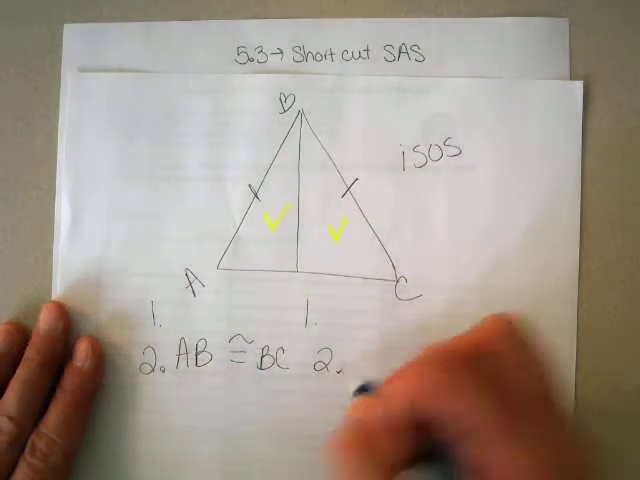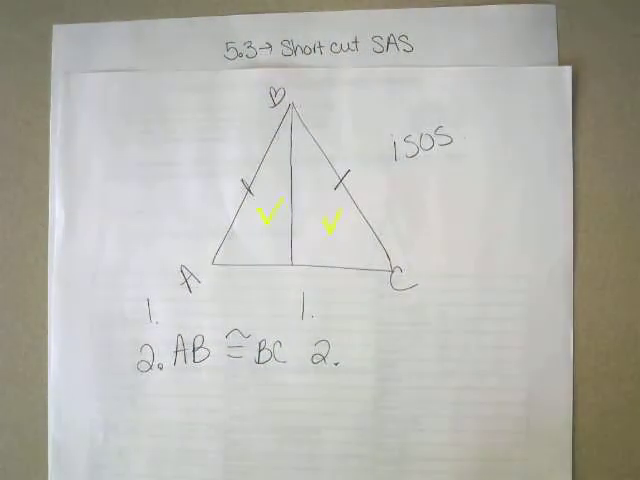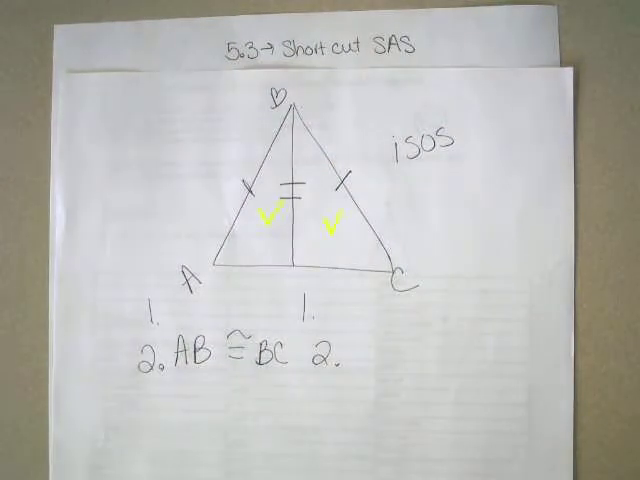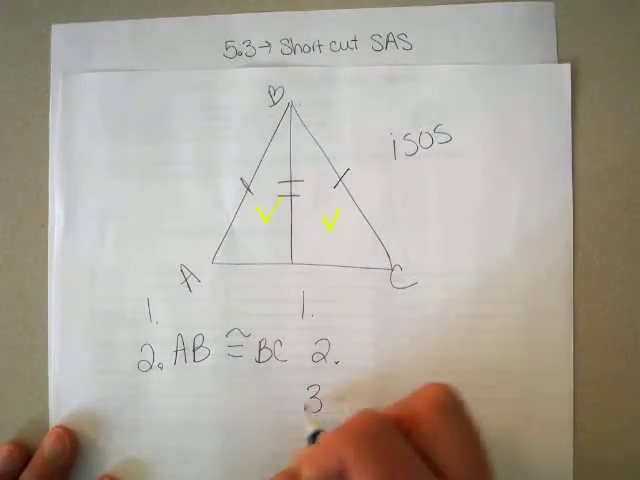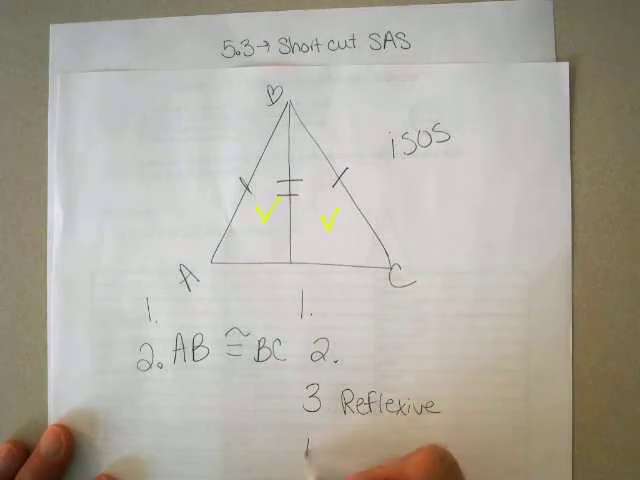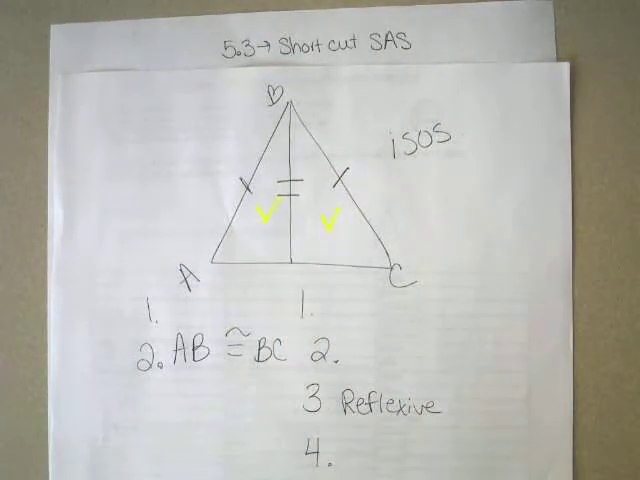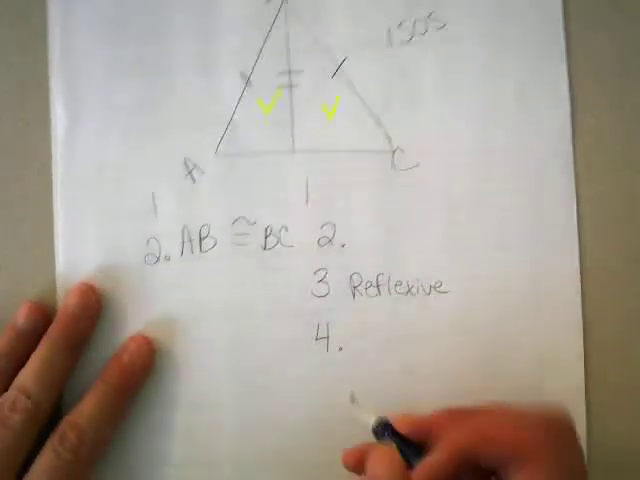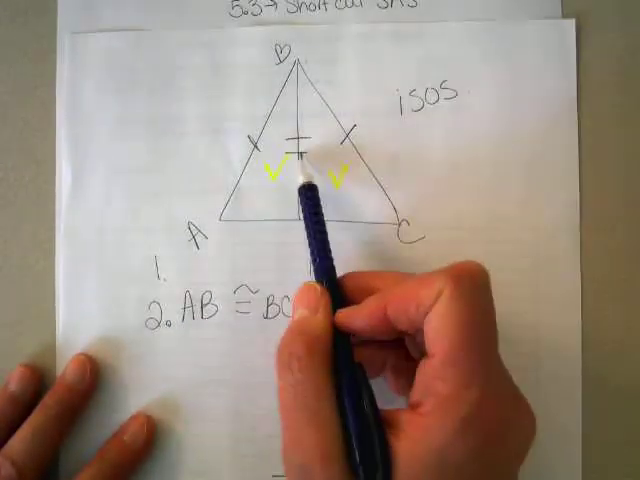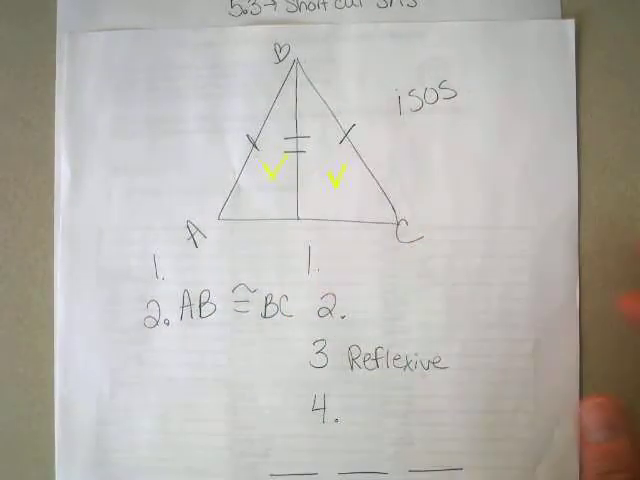You'd be able to say that based on the definition of isosceles, correct? You'd be able to say this is reflexive, correct? So you'd have your reflexive step now. But what would you use to get that third piece? Because all of the shortcuts require 3 pieces. So you would have 2 sides, but you would need a third piece.